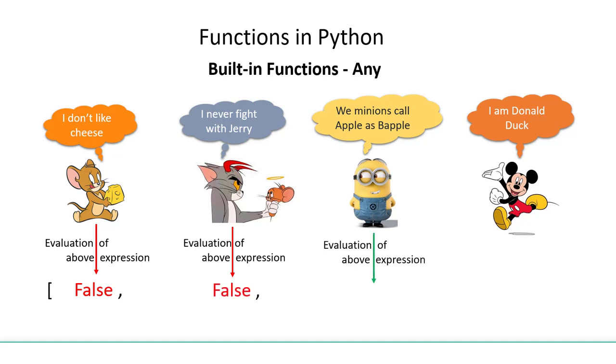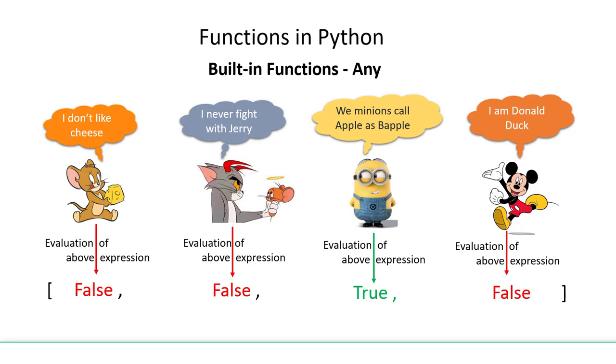And Minion saying that they call apple as Bapple. Yes, that's true. They don't use pure English to talk. So that means this evaluated to true. Finally, we all know that it's our favorite Mickey Mouse and not Donald Duck. So this expression is also evaluated to false.